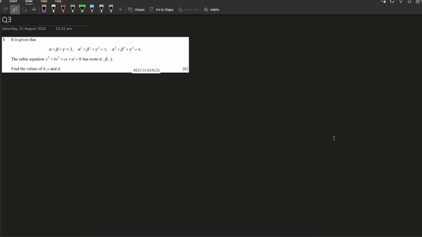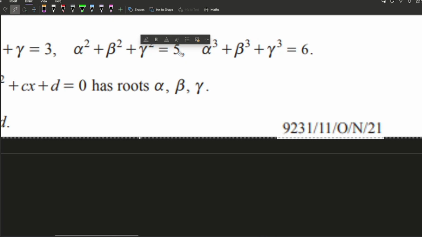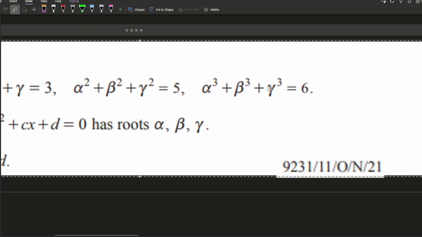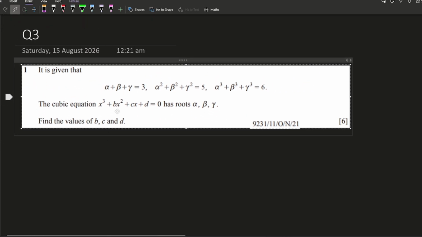Okay, so we have a question which is from October-November 2021. It is given that the sum of roots, alpha plus beta plus gamma, is equal to 3, the sum of squares of roots is equal to 5, and the sum of cubes of roots is equal to 6. The cubic equation x cubed plus bx squared plus cx plus d equals 0 has roots alpha, beta, and gamma. Find the values of b, c, and d.